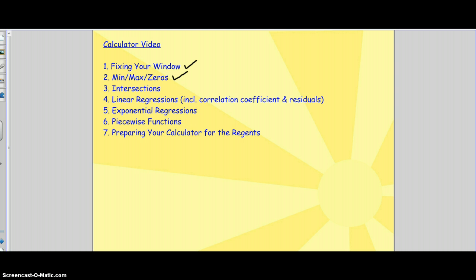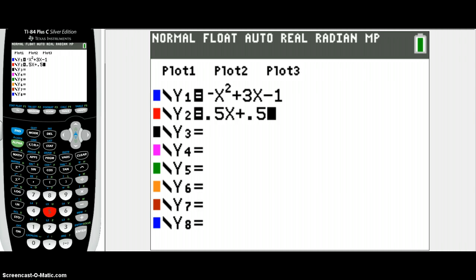Okay, so that takes care of our first 2 topics. Next, for intersections, this is when you're solving a systems of equations. I'm just going to reference page 8, number 37. You're looking for the answer to a system of equations, which means the point or points of intersection. So I've already gone ahead and typed those into my y equals. That second equation had to be solved for y in order to type it in.